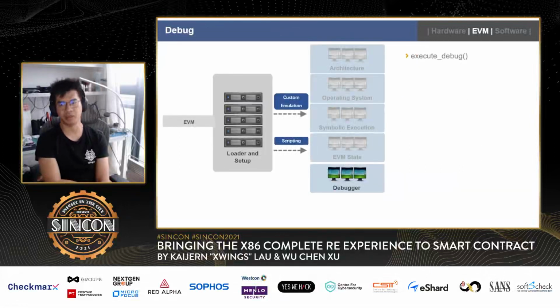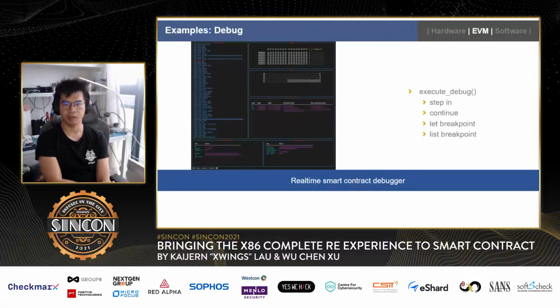And then of course, the last thing and the most important thing, it's the debugging mode. So we got a very small debugger built into the Chilling framework that you can use to debug all the way from the x86 tools to the EVM code. Everything is built into one simple plugin that lets you step in, step over, continue, add breakpoints, and list out the breakpoints, just like how you use GDB in an x86 environment.